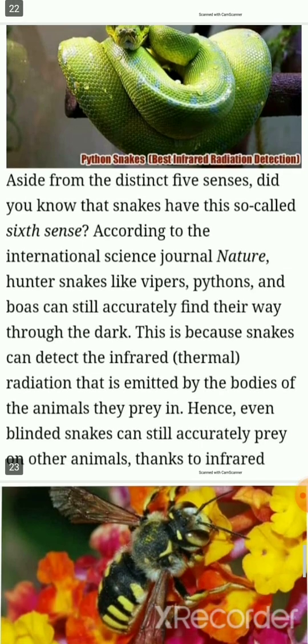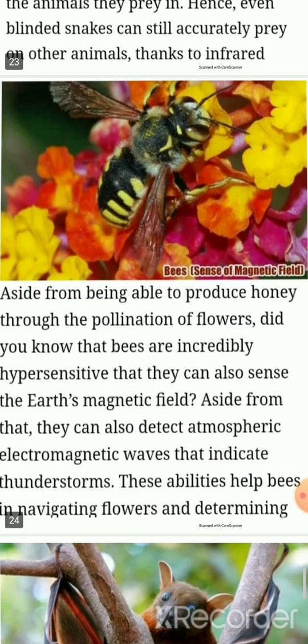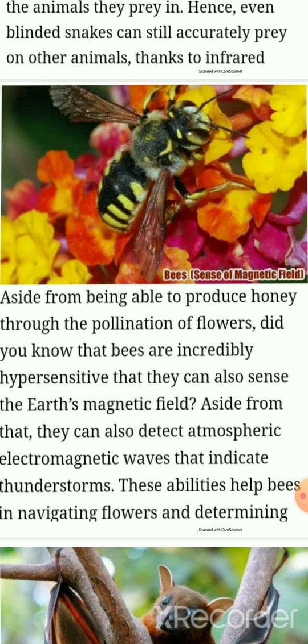The next insect is the bee. It has the sense of magnetic field. Aside from producing honey through the pollination of flowers, did you know that bees are incredibly hypersensitive, and can sense the Earth's magnetic field? They can also detect atmospheric electromagnetic waves that indicate thunderstorms, and this ability helps bees in navigating flowers and determining their location.